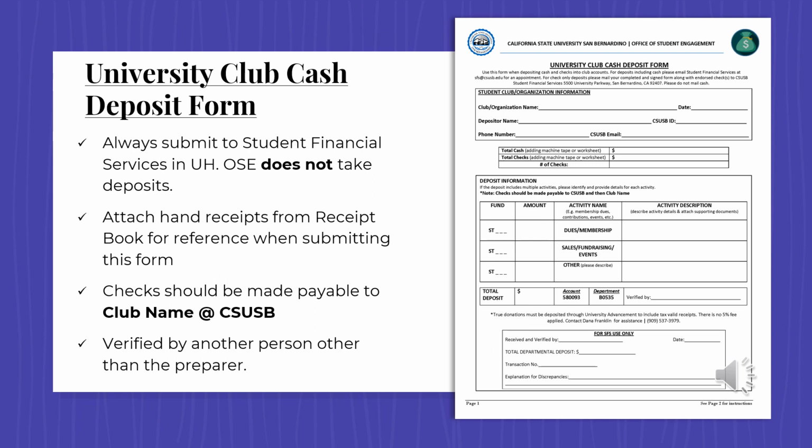All checks and money orders must be made payable to the club name at CSUSB, or campus will be unable to process the deposit. Do not forget to endorse the back of any checks or money orders. Additionally, you should have created a receipt for any received payments, donations, or sponsorships. Please include copies of all receipts with your deposit form. Student Financial Services will provide you with a copy of the form and a receipt. Please keep this with your organization's financial records.